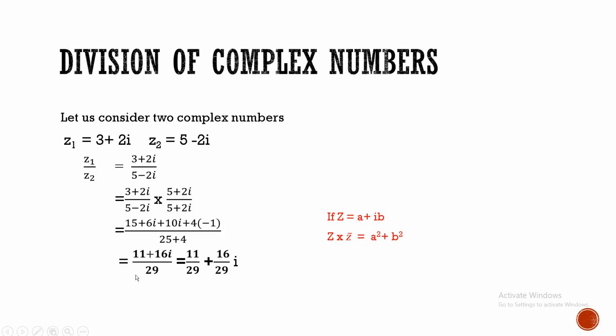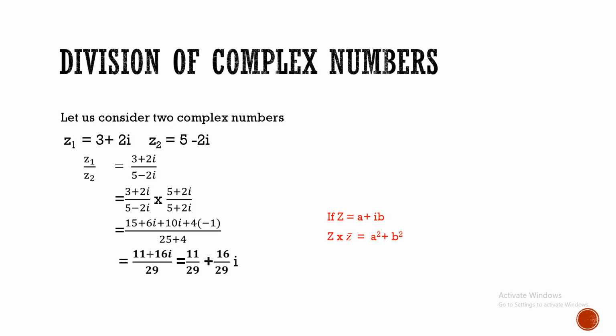We have received the answer. By simplifying this, we have received the answer like this, that is 11 plus 16i by 29. Now you can split it like this, 11 by 29 plus 16 by 29i. Now this is your real part and this is your imaginary part. So in this problem, our real part value is 11 by 29 and imaginary part value is 16 by 29.